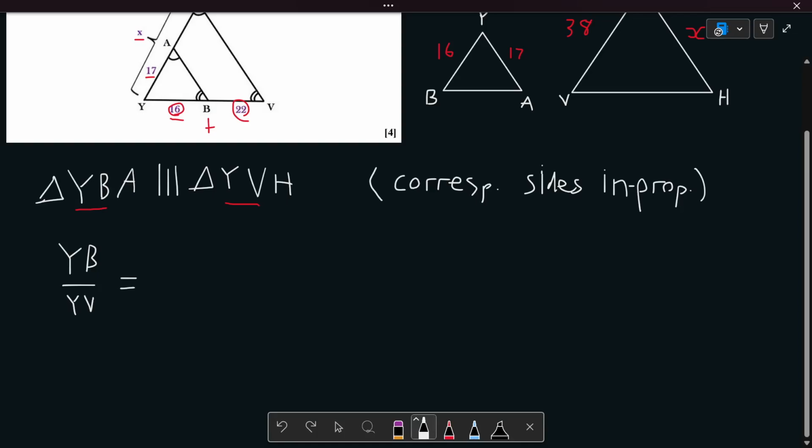So what do we do here? We can see that we can actually take the next two sides, which is BA over VH. We can write it as BA over VH. And this is also equal to the first and the last letters of both triangles. So this and YA is going to be all over YH. So it will look like this: YA over YH.